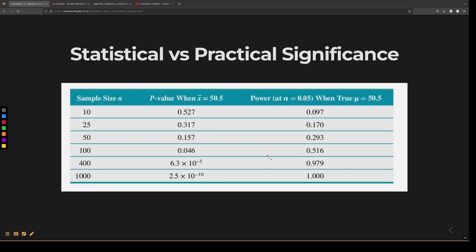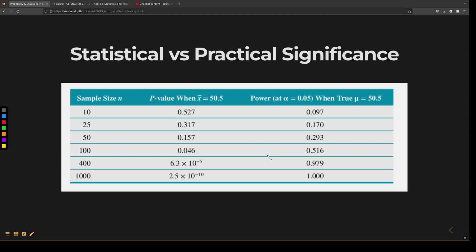And this brings us to a different topic, statistical versus practical significance. This table just shows us the p-value and the power of a hypothesis test for different sample sizes. So we can see here that for a sample size of 10, we've got a p-value of 0.527. And that value corresponds to the power of a test, again when the truth is 50.5, of about 10% probability. But that's the power, so that power is pretty low.